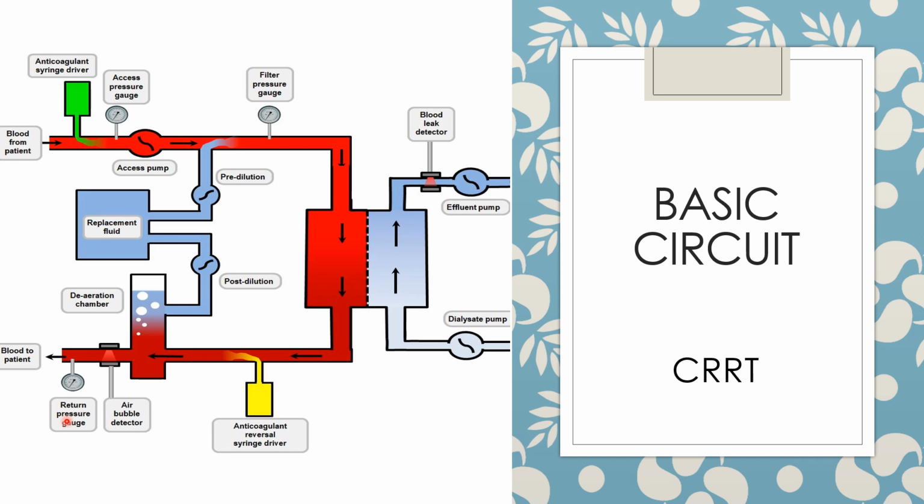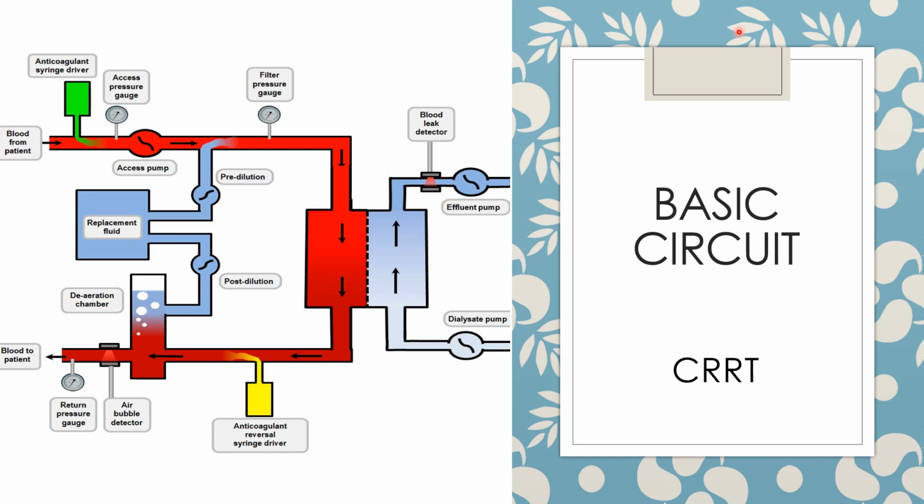There are four pumps, namely the blood or access pump, effluent pump, dialysate pump and replacement pump. The blood or access pump draws blood from the patient through the arterial side of the dialysis catheter. The effluent pump manages effluent. The dialysate pump controls dialysate fluid, while the replacement fluid pump monitors and regulates replacement fluid.